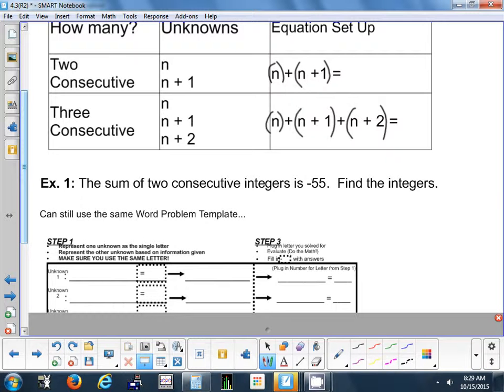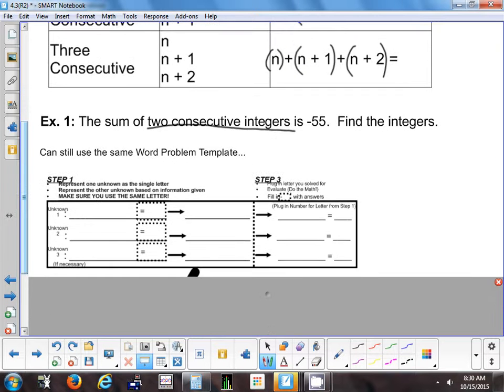Right, so let's try an example. This one says the sum of 2 consecutive integers. So I already know what my unknowns are going to be. In order to name them, we could just call them first integer, second integer. Those are the 2 unknowns. You can even put first and second if you want, if you don't want to write as much. It's up to you.